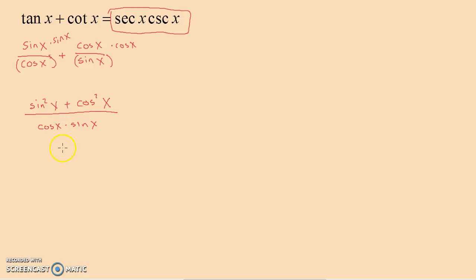Well, sine squared plus cosine squared is 1. Okay, that's awesome. That's one of my Pythagorean identities. Over cosine of x times sine of x. Well, wait a minute. 1 over cosine is secant.